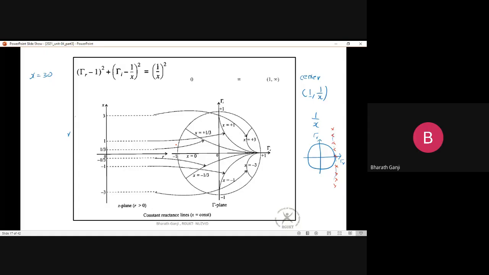So maybe first what we will do is we'll take some value and then we'll do it. Say for example, if I take x equal to 2, what happens? If x is 2, the center will be at (1, 0.5).